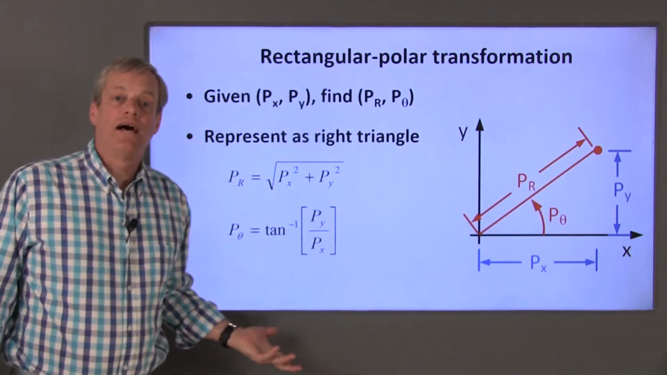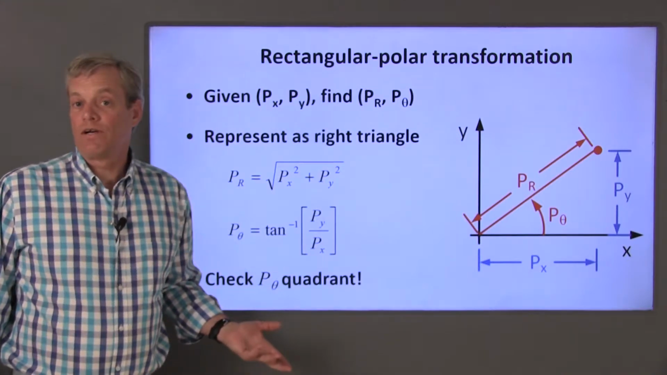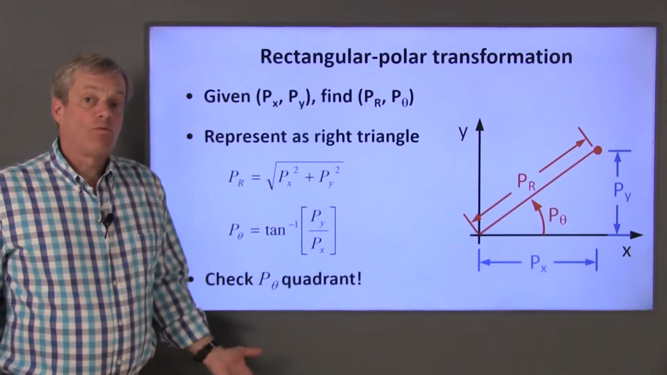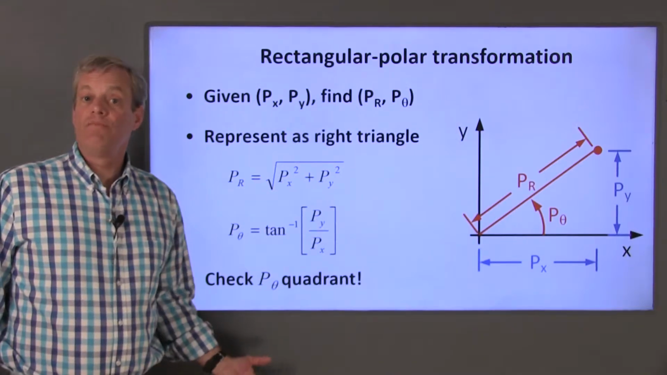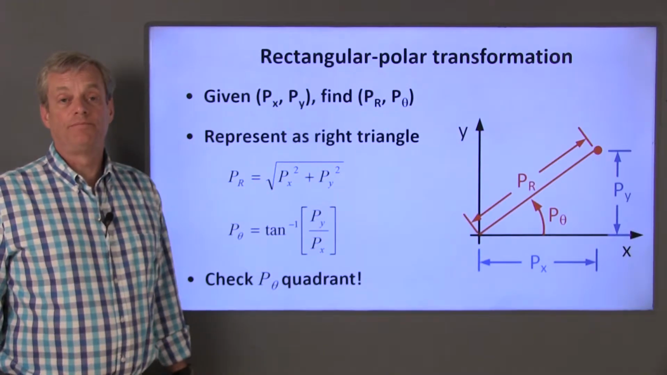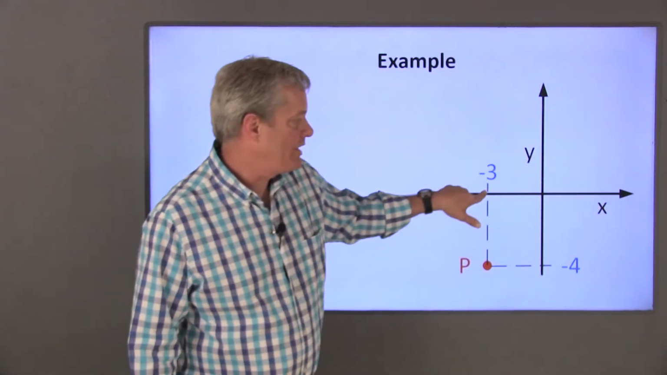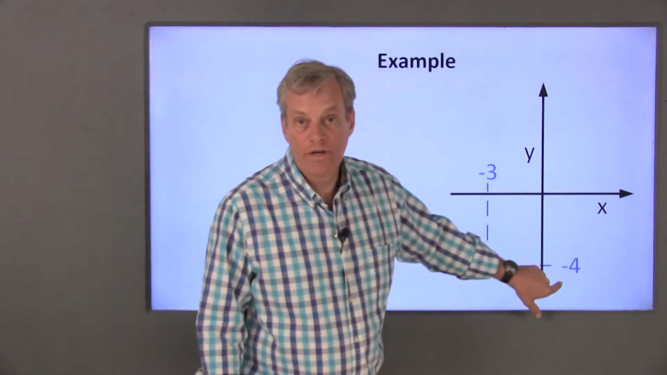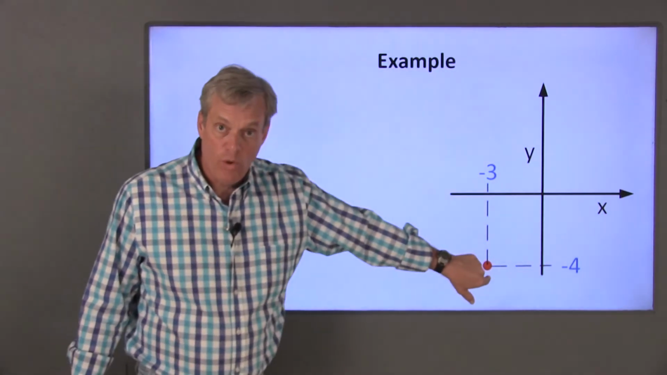Keep in mind the signs of the coordinates. Calculators won't always place you in the correct quadrant, so double checking your work is crucial to making sure the point's in the correct place when converting between coordinate systems. As an example of this, I have a point at an x-coordinate of -3 and a y-coordinate of -4. I want to find the polar coordinates of this point.